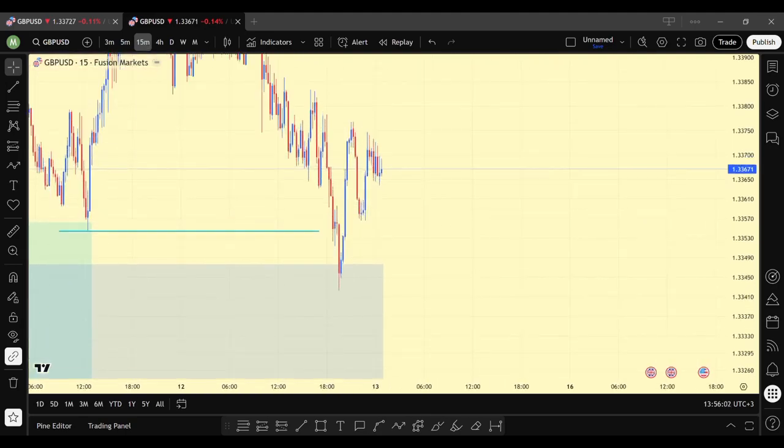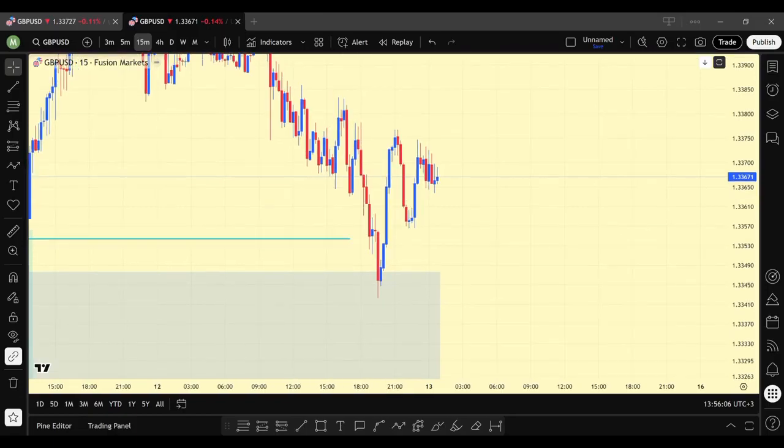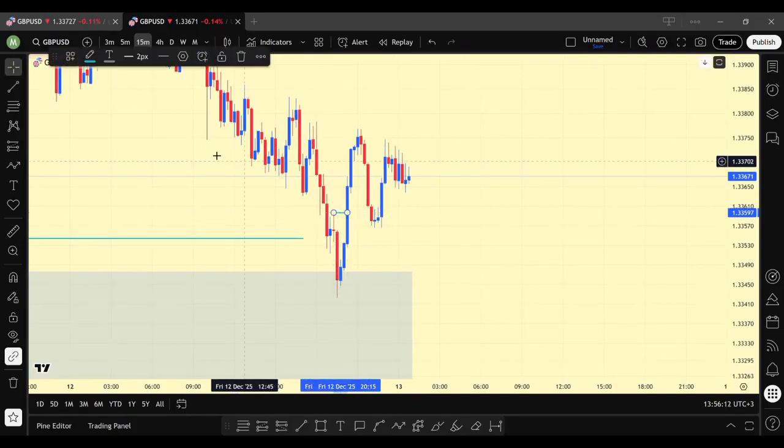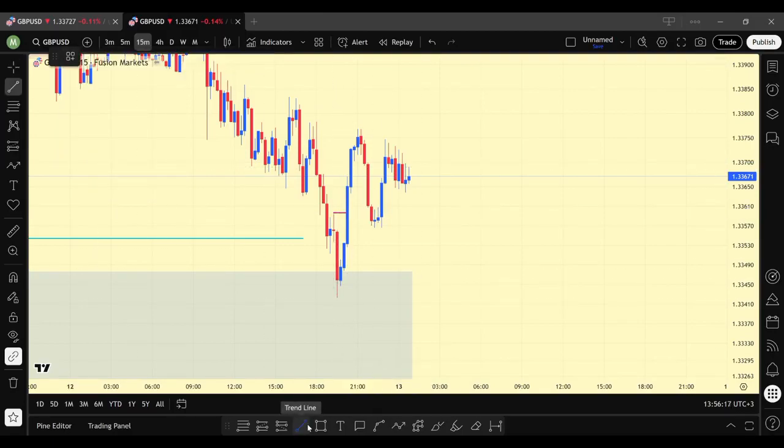Exactly right here, upon mitigation, upon the sweep, you can clearly see that this one here is the break. You can see that here, this is the recently formed valid pullback, which now will act as the change of character. And exactly right here, I don't see any inducement. Of course, this one here will be the low.